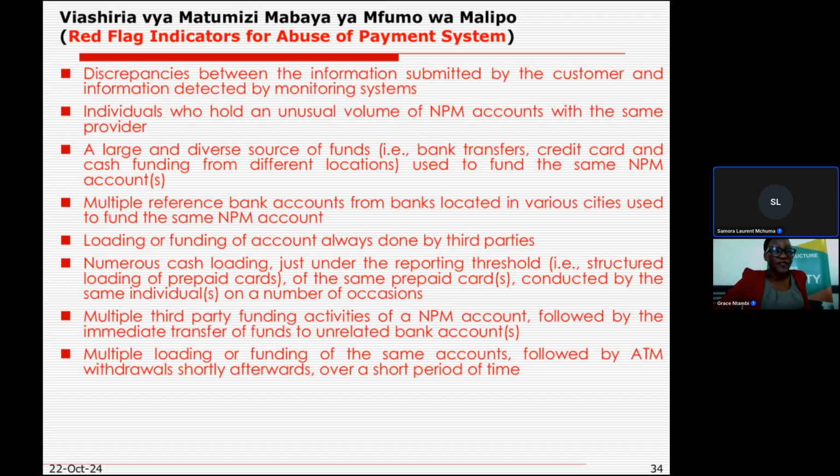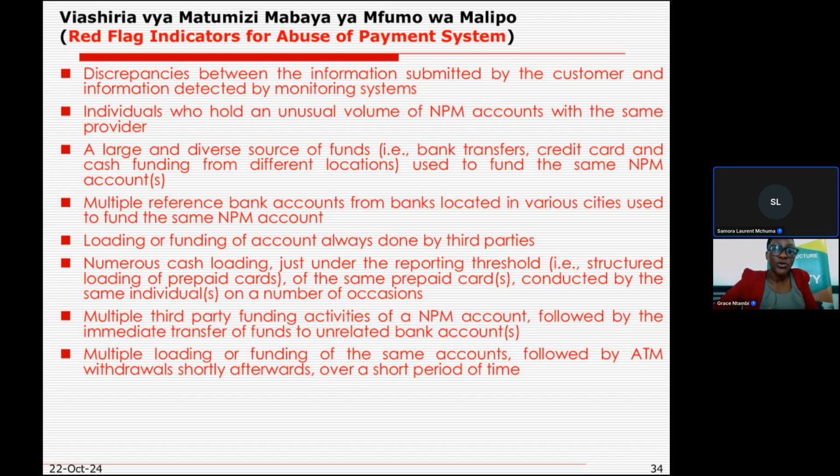And you have a large and diverse source of funds, like bank transfers, credit cards, cash funding. In Tanzania, the limit is, like I said, $10,000 in a day. If a person deposits more than that, then you flag that. And then you have multiple reference bank accounts from banks located in various cities used to fund the same account.